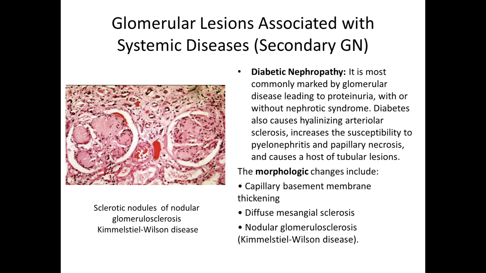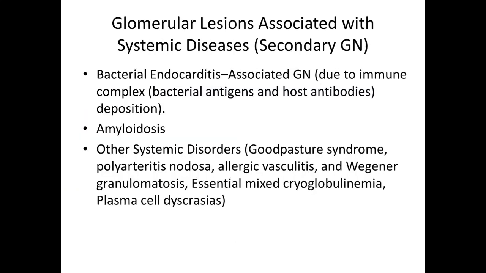Diabetic nephropathy, which is commonly marked by glomerular disease, leads to proteinuria with or without nephrotic syndrome, guys. And you can find here sclerotic nodules on this microscopic picture of nodular glomerulosclerosis, Kimmelstiel-Wilson disease. Morphologically, you can see here the thickening of the basement membrane of the capillaries, diffuse mesangial sclerosis, and nodular glomerulosclerosis like Kimmelstiel-Wilson disease. Glomerular lesions associated with systemic diseases.